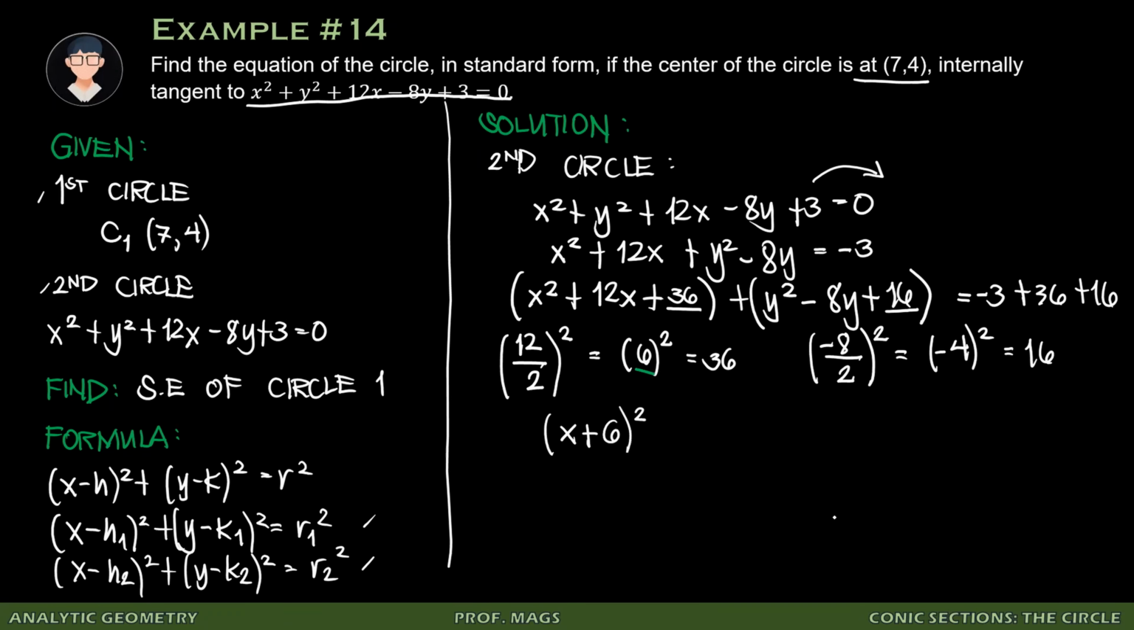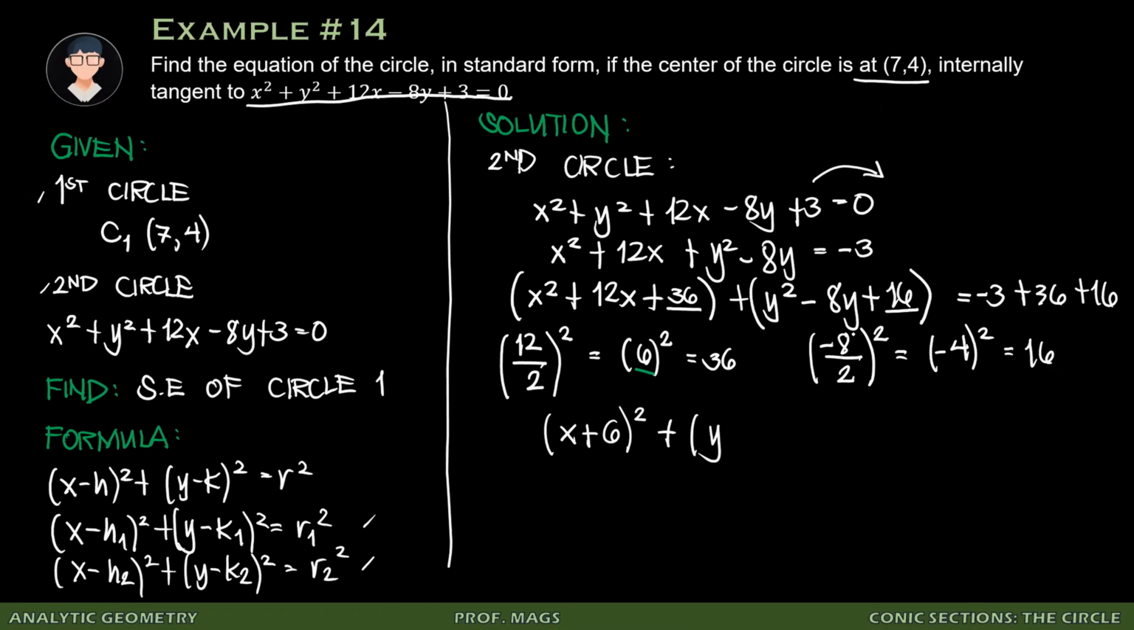Then, square it. Okay? So, tapos na. Meron na tayong factor ng x squared plus 12x plus 36. Ito yung factor niya, which is (x plus 6) squared. Okay? So, plus y naman tayo.